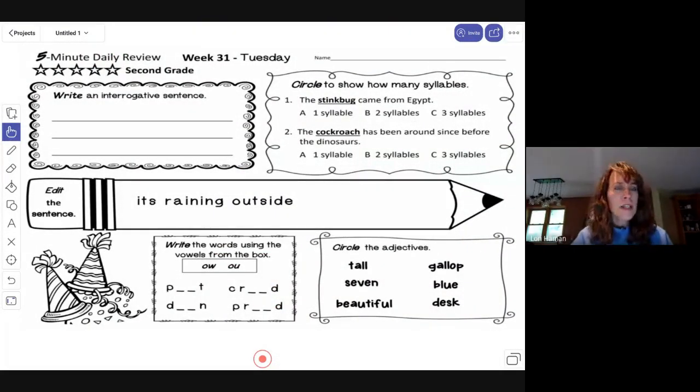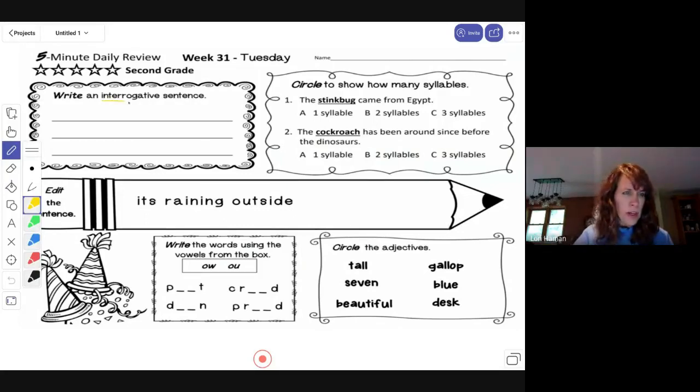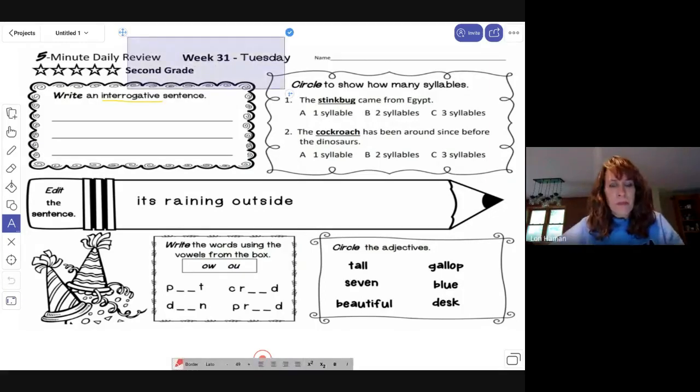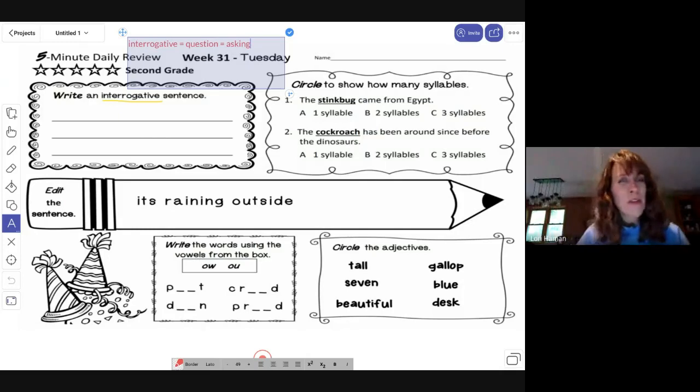Our first activity says, write an interrogative sentence. So interrogative is one of the words you're going to want to know for 3rd grade. It is the same meaning as question. Interrogative would mean the same as question. So it could basically say, write a question. If you're not sure what that means, maybe you can think of those as asking sentences.